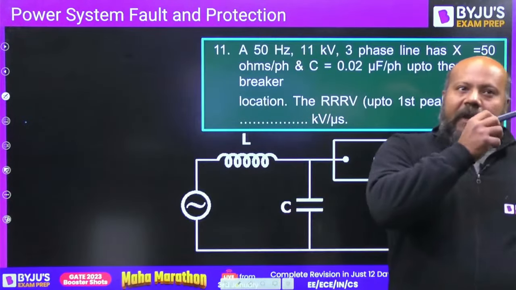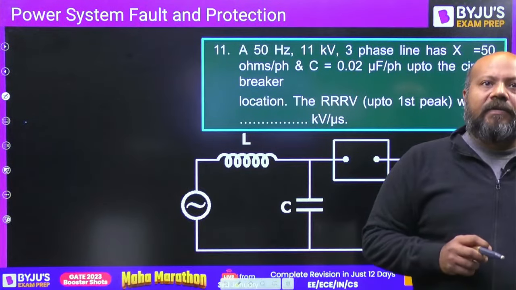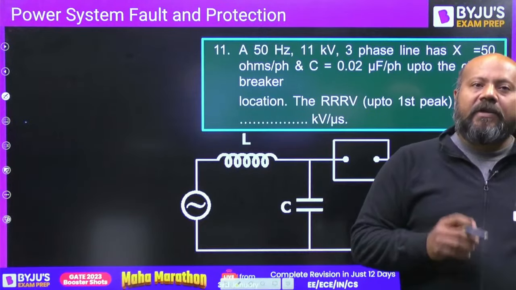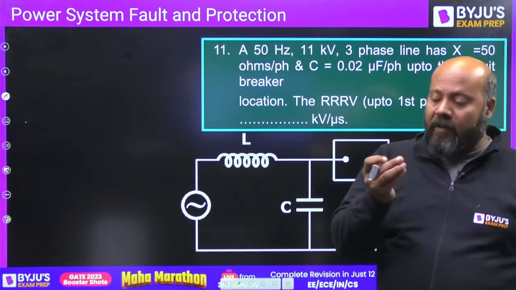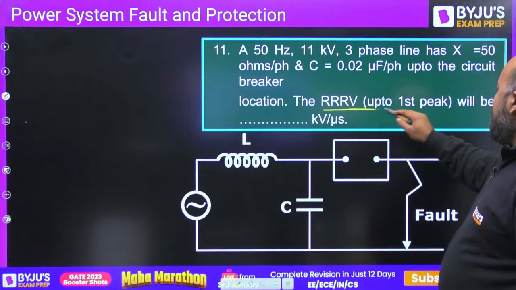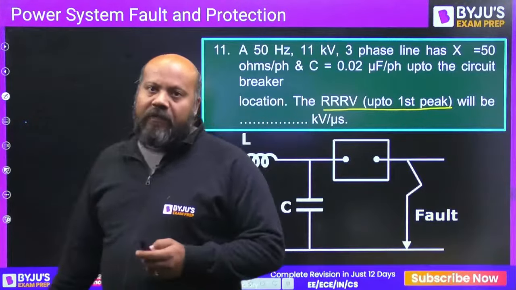Now see, this question says, a 50 hertz, 11 kilovolt, 3-phase line has reactance given as 50 ohms per phase and capacitance given as 0.02 microfarad per phase up to the circuit breaker location. He is asking, what is the rate of rise of re-striking voltage up to the first peak? Now understand. Let me give you some idea about this.